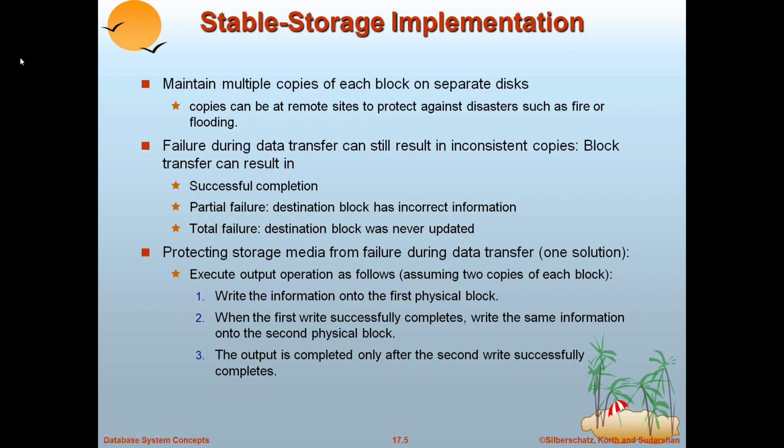To protect storage media from failure during data transfer, these are the solutions for partial or total failure. We can execute the output operation as follows. Assume that there are two copies of each block. Write the information onto the first physical block. When the first write successfully completes, write the same information onto the second physical block. The output is completed only after the second write successfully completes.